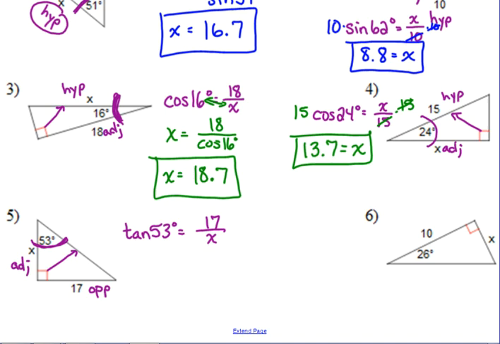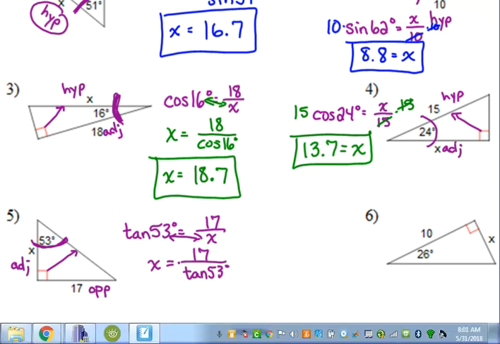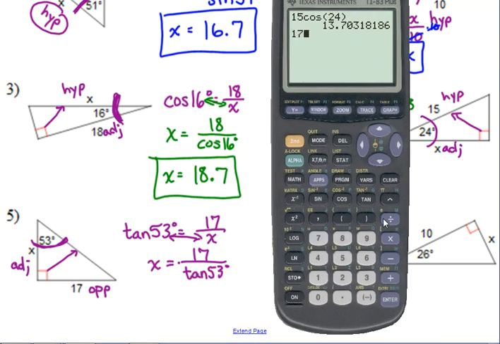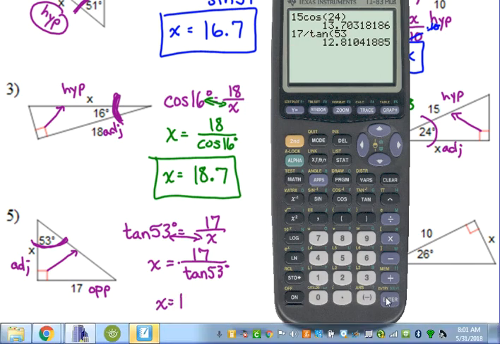So we're dividing again, so we need to switch them. X is equal to 17 over the tangent of 53. So 12.8.